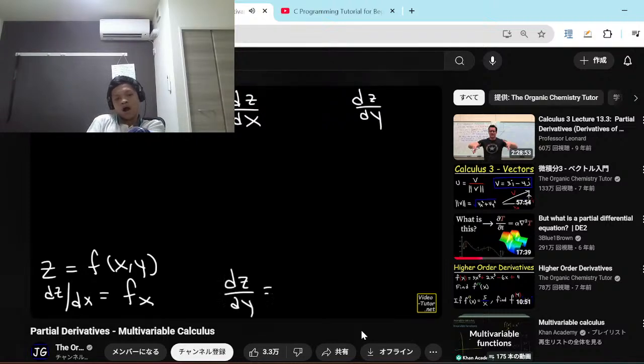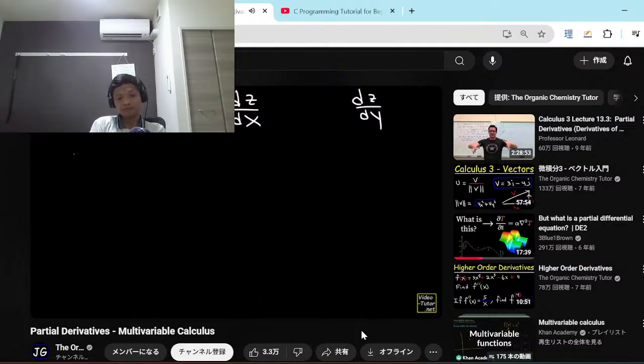And dz/dy is the partial derivative of the function z with respect to y, which is the same as f_y. So if you see those symbols, you know what they mean. So now, let's talk about the derivative of an exponential function. The derivative of e to u is equal to e to u times u prime.